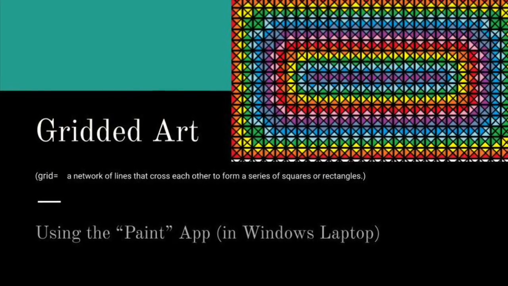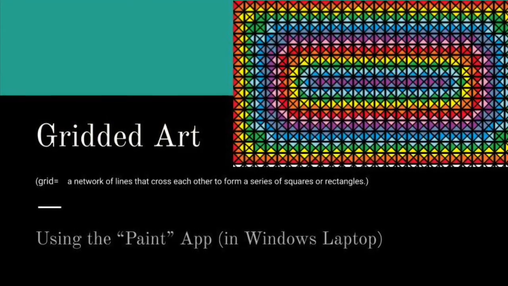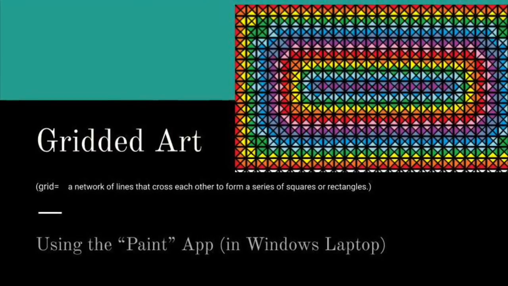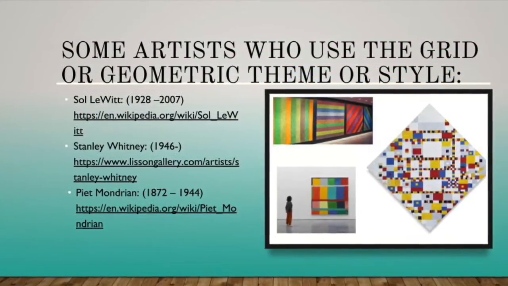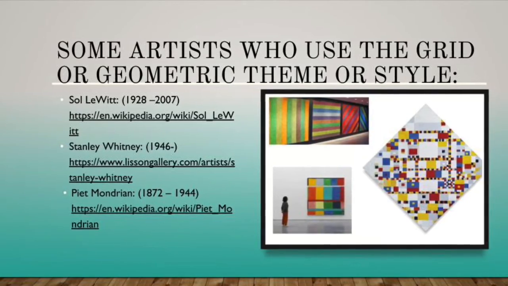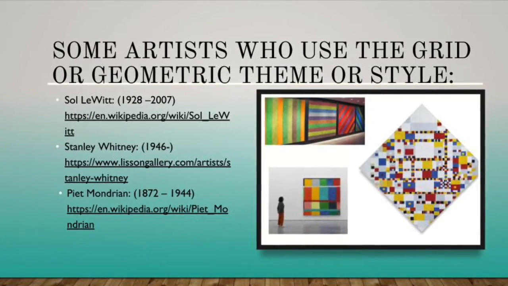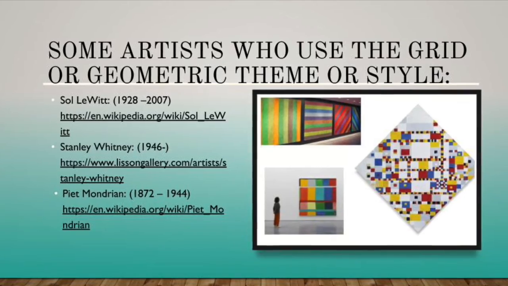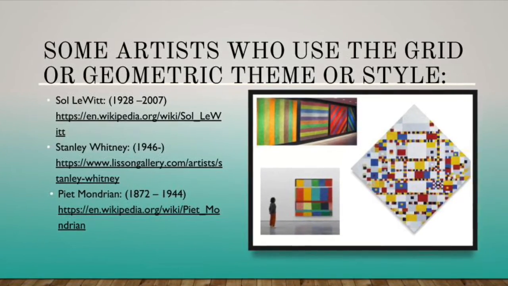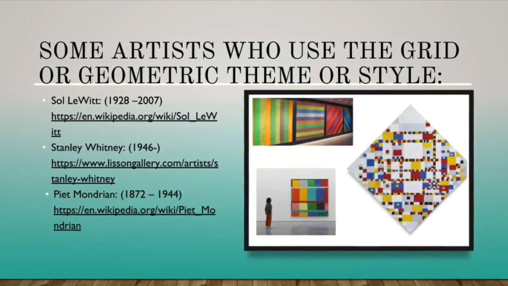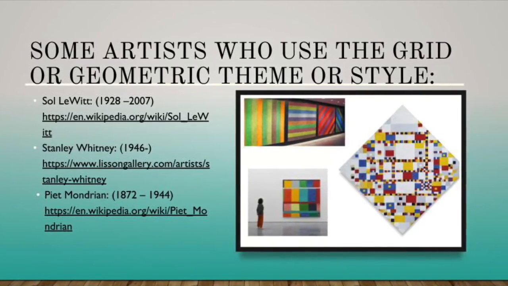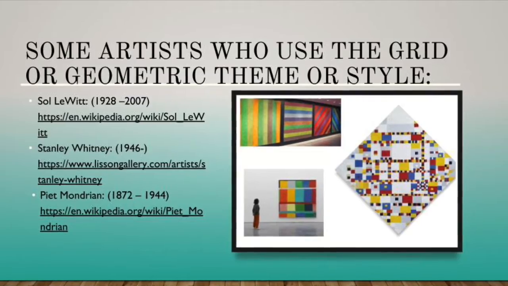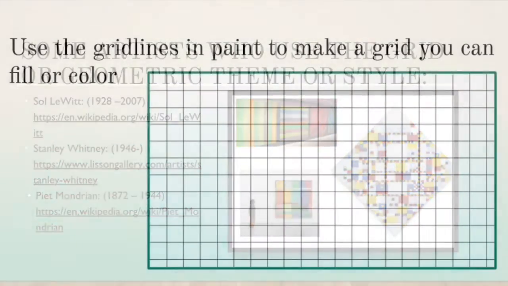Hi, in this video I'm going to be talking with you and showing you about gridded artwork that follows a grid. Some artists who use the grid or geometric theme or style are Sol LeWitt and Stanley Whitney and Piet Mondrian. There are 3 examples of pictures right here. I'm also going to post the links that I found about them so that you can look them up yourself and see how they came up with their artwork.